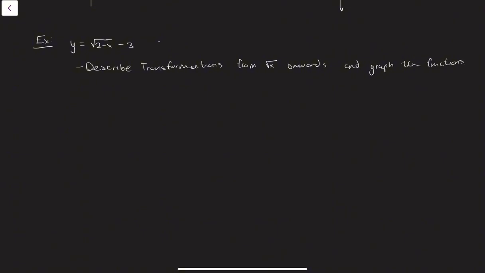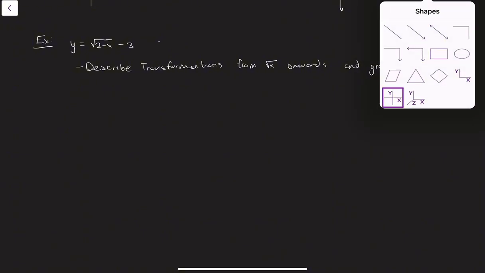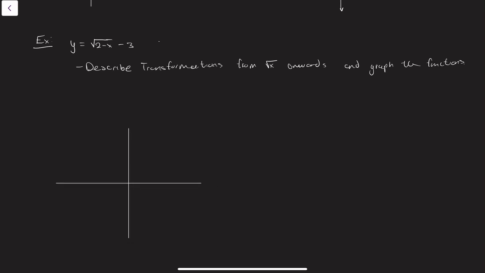So example: y is equal to root of 2 minus x, minus 3. Describe the transformations from root x onwards and graph the function. Perfect. So let's graph y is equal to root x first. We know that y is equal to root x is kind of the following. Y is equal to root x.